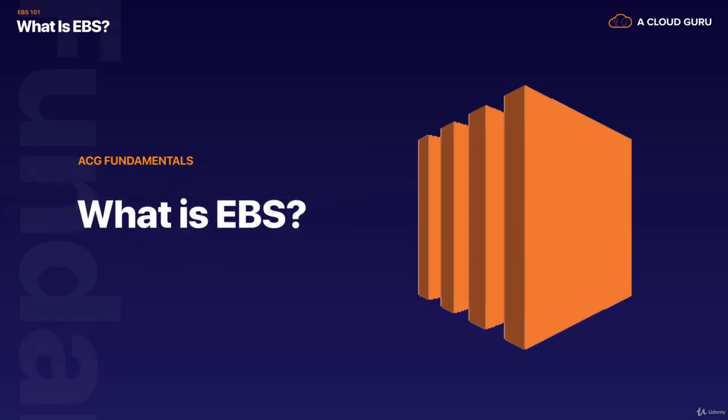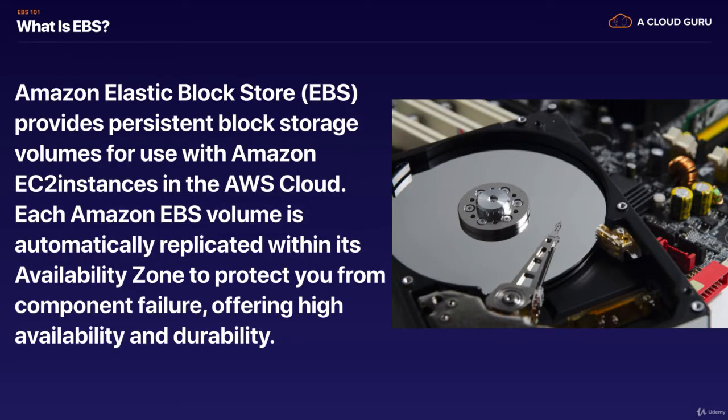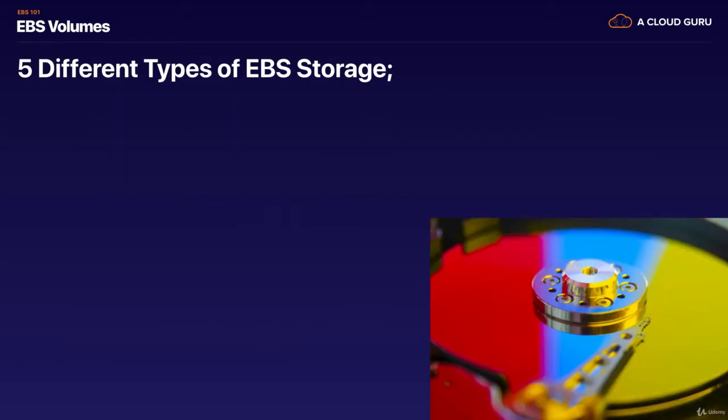So what is EBS? Well, EBS stands for Elastic Block Store, and essentially it's a virtual hard disk in the cloud. It provides persistent block storage volumes for use with Amazon EC2 instances in the AWS cloud, and each Amazon EBS volume is automatically replicated within its own availability zone to protect you from component failure, which offers high availability and durability.